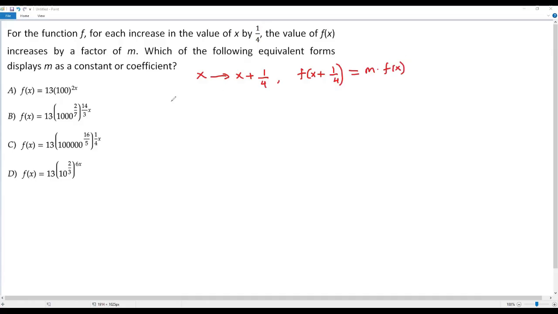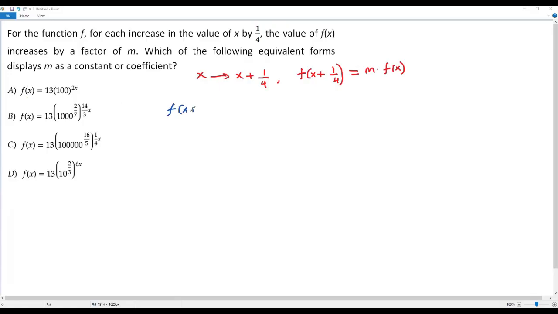Now, in each of the answer choices, I have to plug in x plus 1/4 for x, and then find the corresponding value of m. Once I get the value of m, I have to see the function in each answer choice where the value of m is displayed, either as a constant or coefficient. Now, let's check this with the function in answer choice A. Let me plug in x plus 1/4 for x over here.